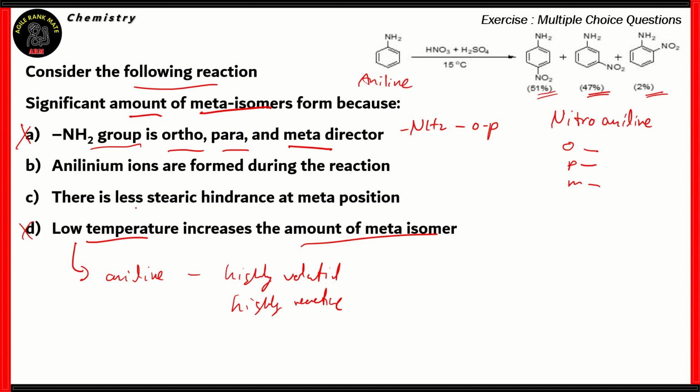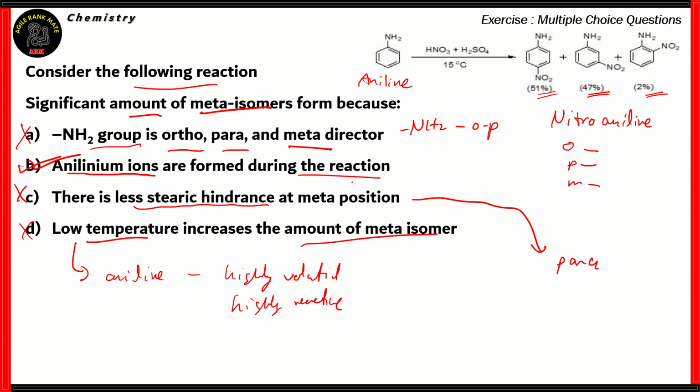Option C, there's less steric hindrance at the meta position. That is incorrect, because that explanation applies for the para group. We have the highest amount of nitroaniline as the para isomer, and that para isomer has the least steric hindrance. So therefore, option C is incorrect. The right answer is option B.